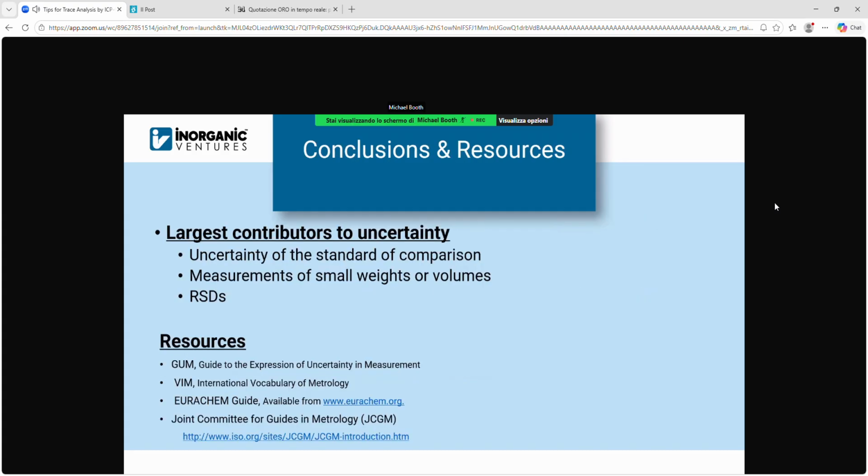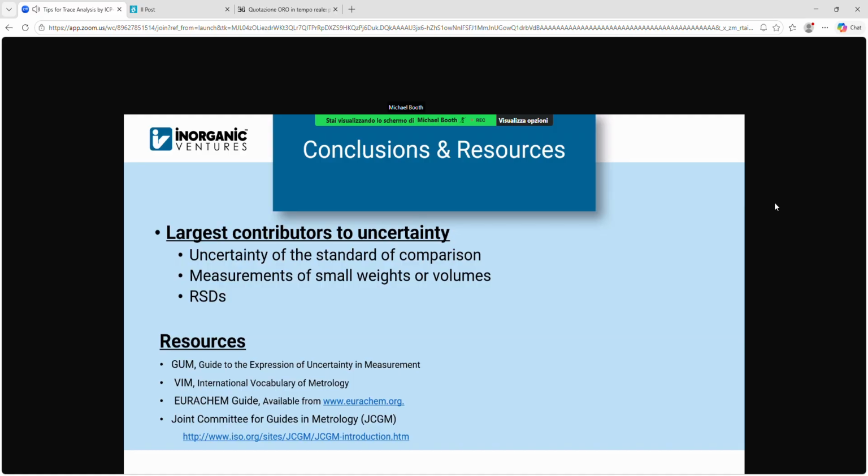So just to summarize this topic here, the largest contributor to uncertainty for ICP measurements is going to be your standard of comparison, because that's going to set your baseline. You can't go lower than that. If the standard you're using has a high relative uncertainty, you can't expect to have a better uncertainty of your analysis than that.